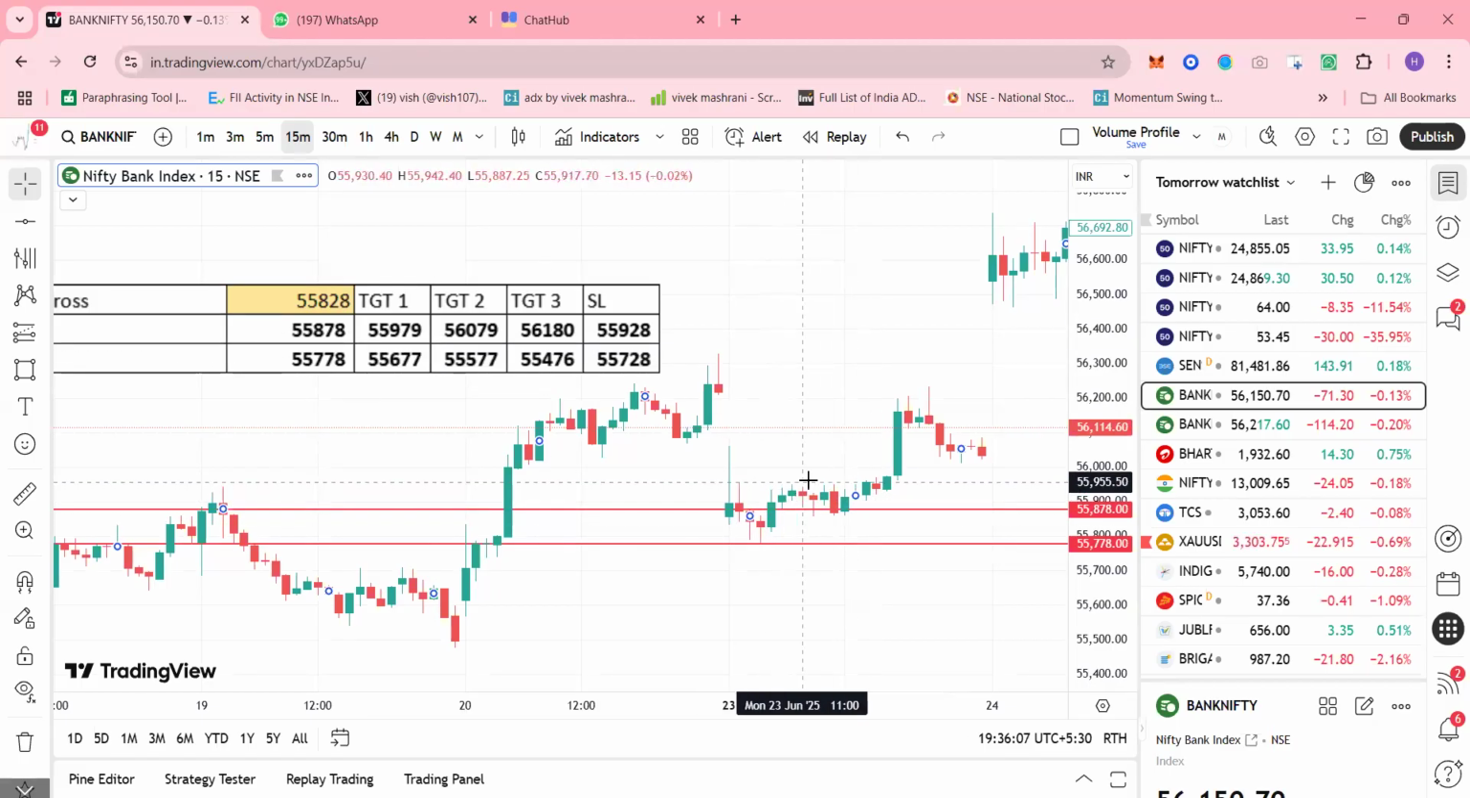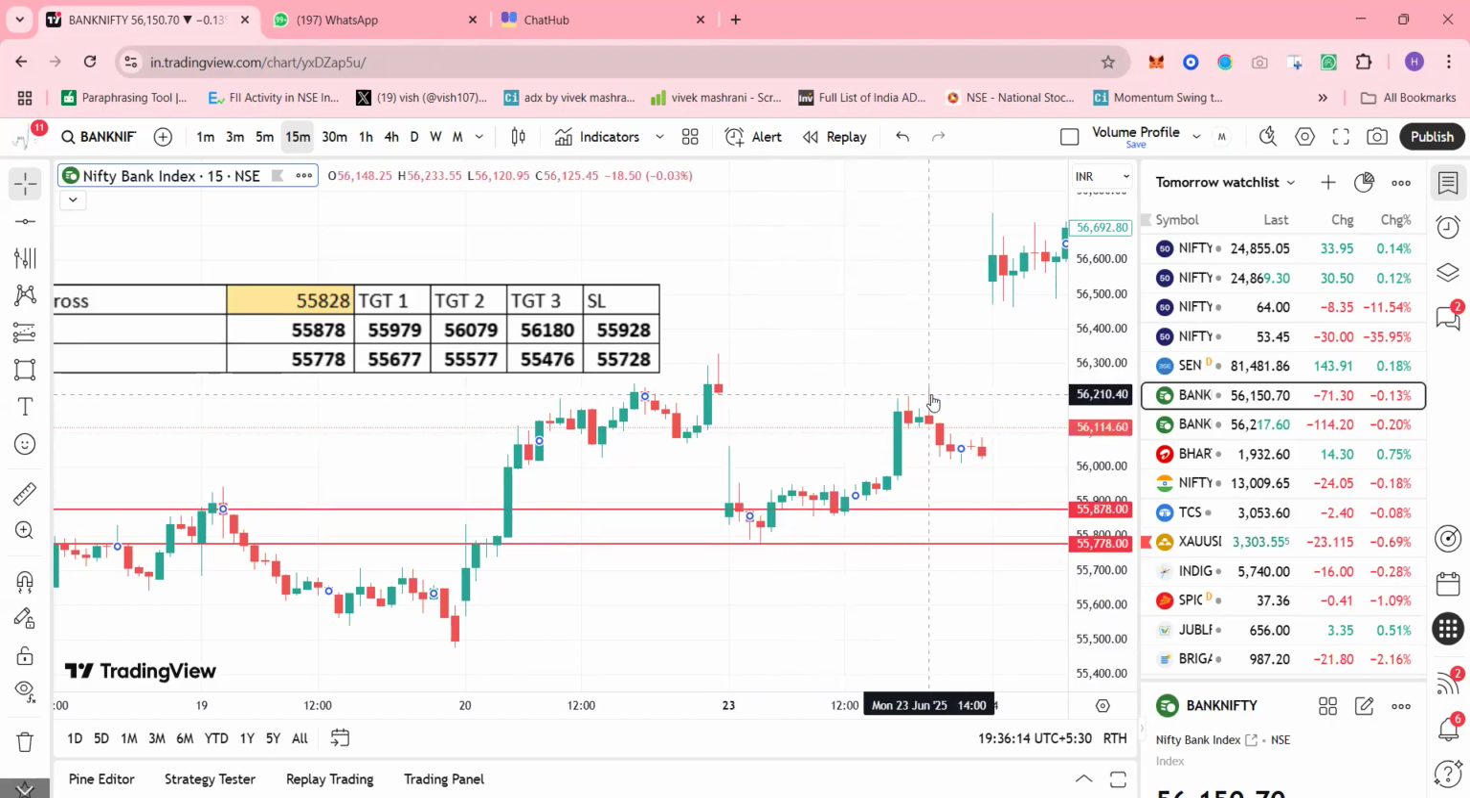If you notice, it broke strongly, came back, and then it has crossed the third target. 56,180 is the third target. 56,200 was the high made, I think. Correct? Is it a good trade or not bad trade?